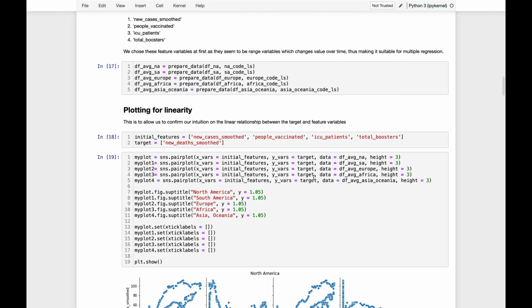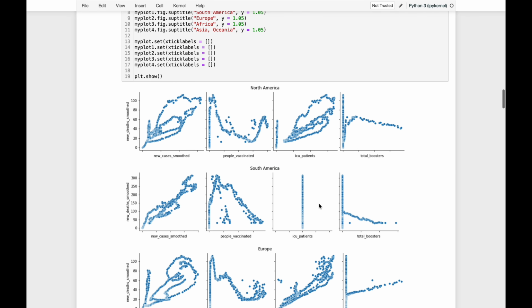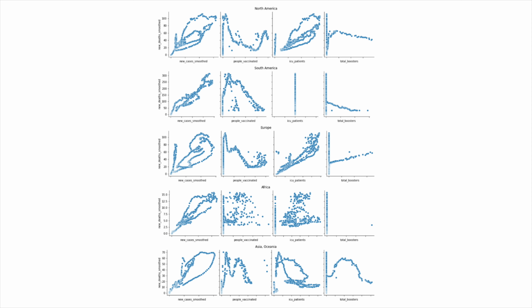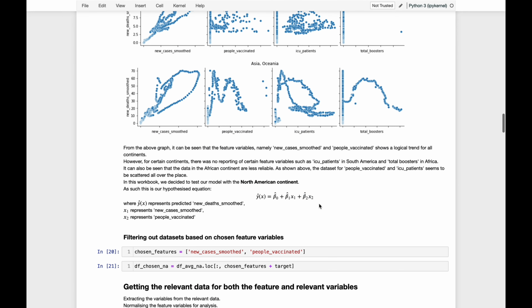So after getting the feature variables, we decided to compare the relevancy of the data for each different continent. Looking at the pair plots, we can see that some of the data are actually scattered and some of the data are also underreported or not reported at all, as seen from the African continent and also the South American continent. We decided to go for 2 feature variables that were most relevant for all continents.